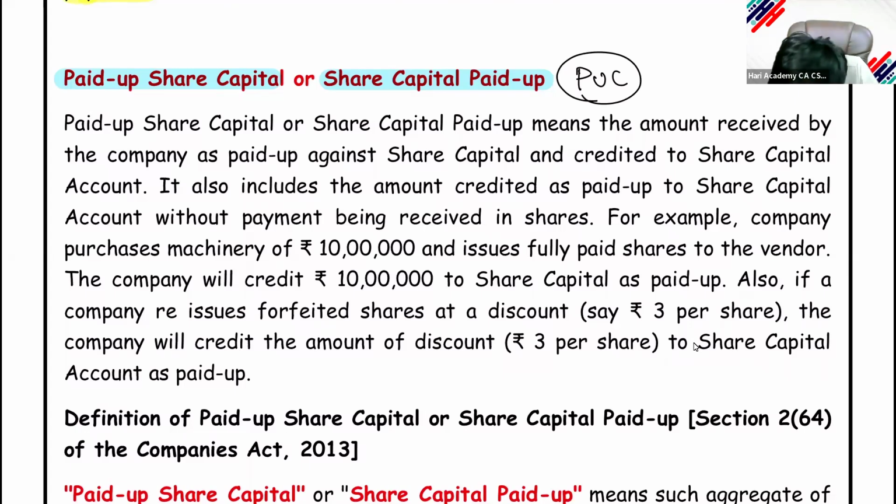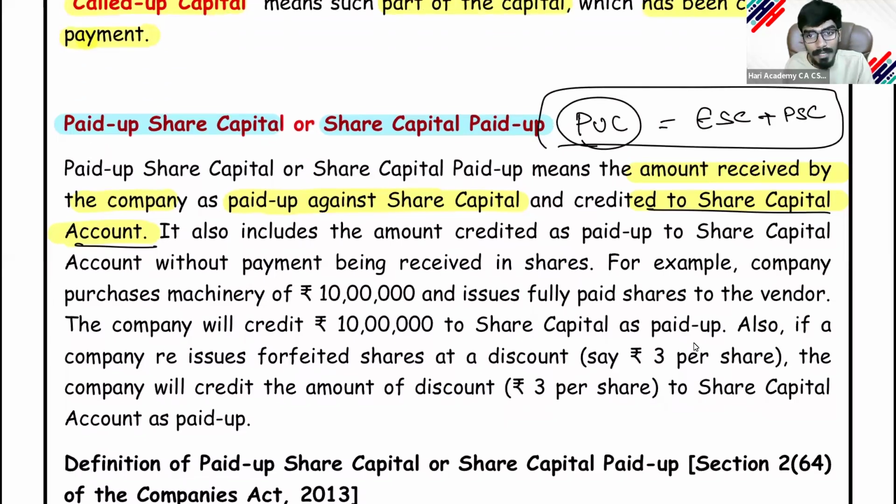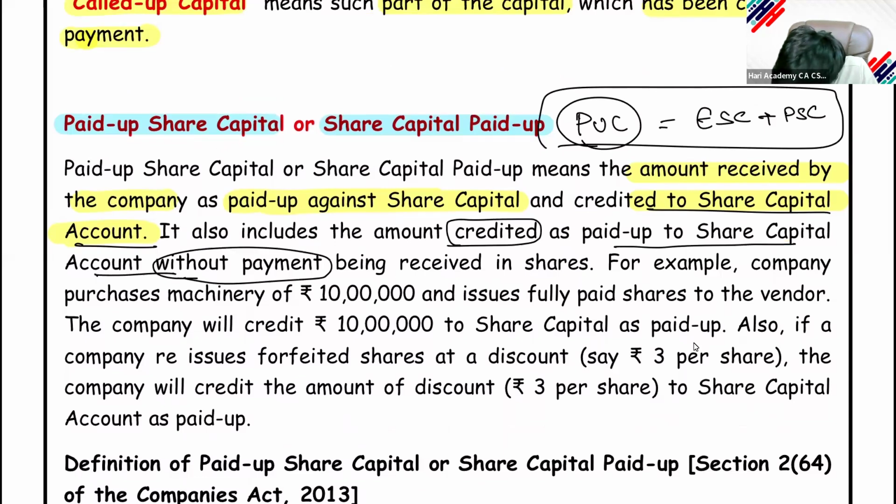Listen. Paid up share capital, or share capital paid up, means the amount received by the company as paid up against share capital and credited to the share capital account. Basic clarity: paid up share capital is inclusive of equity share capital plus preference share capital. Both together are equal to PUC. What is PUC? Paid up capital. PUC is nothing but ESC plus PSC, that is equity share capital plus preference share capital. Next, it also includes amounts credited as paid up to the share capital account without payment being received in cash.